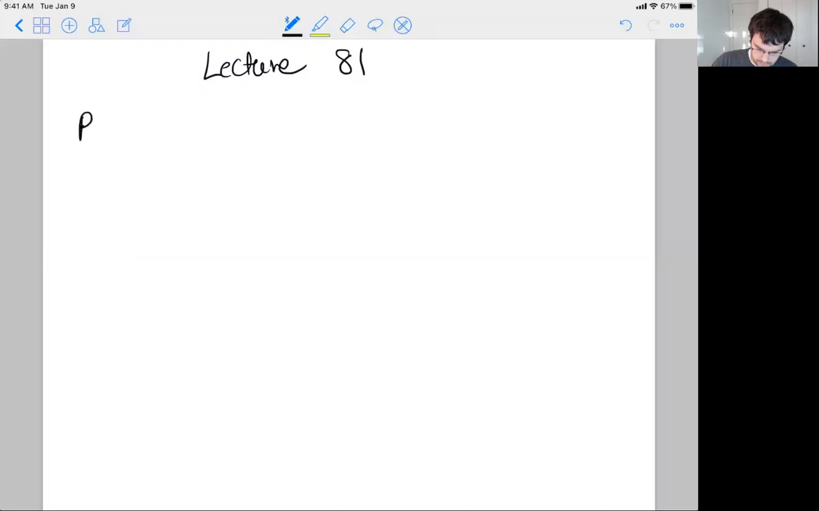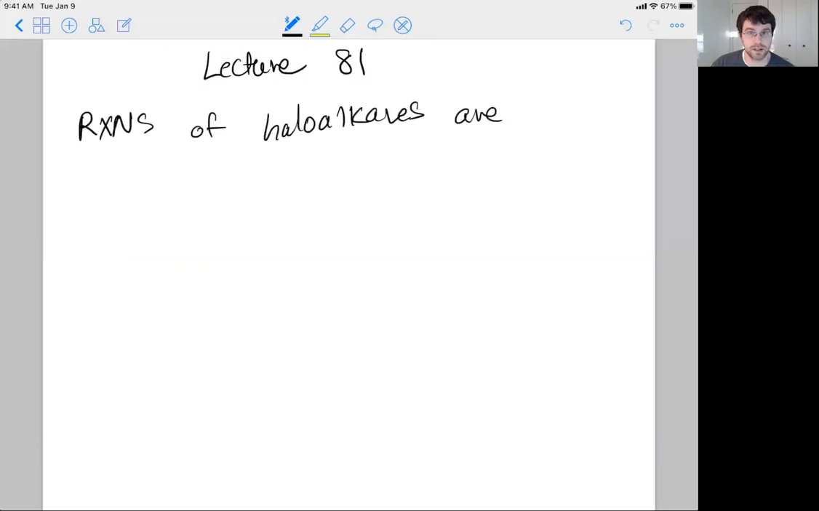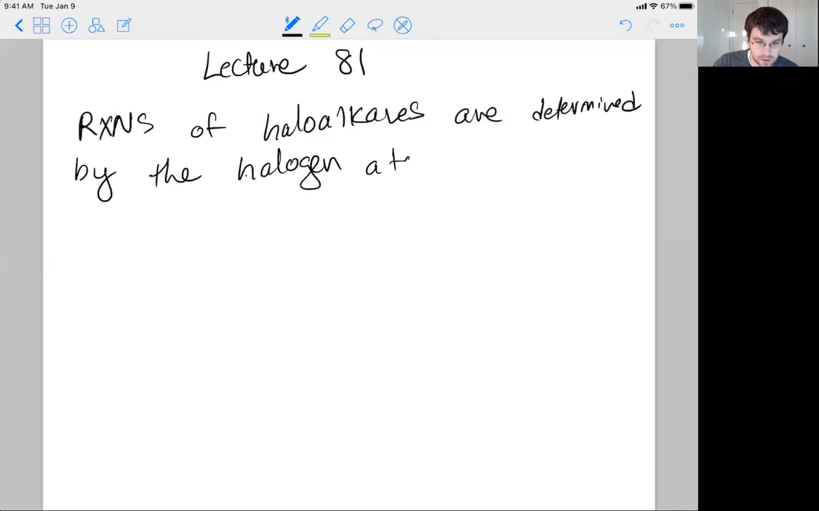So the reactions of haloalkanes are a lot broader than those of alkanes by themselves, because what we have is an alkane that's bonded to a weird element. Halogens are generally awkward elements for carbon to bond to, especially as you get lower in the periodic table. So reactions of haloalkanes are determined by the halogen in the haloalkane, or just by the halogen atom, I guess.